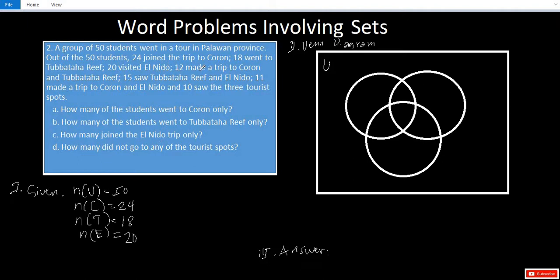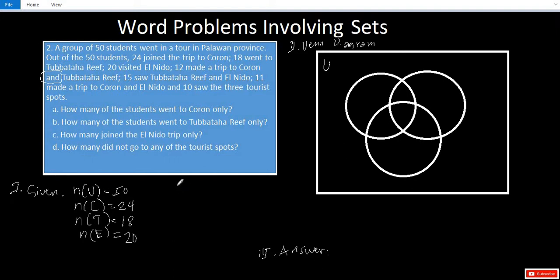Okay, there's another given in the problem. 12 made a trip to Coron and to Tubataha Reef. Here we have the keyword "and." Now, we recall that the meaning of the keyword "and" is the operation intersection.